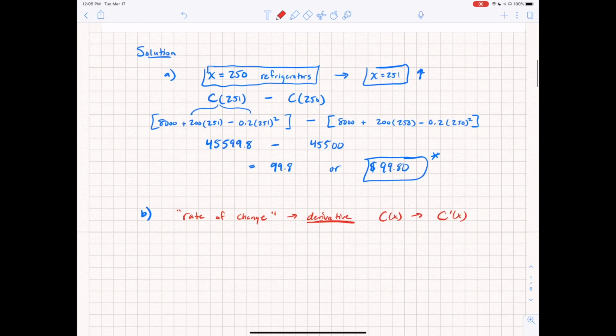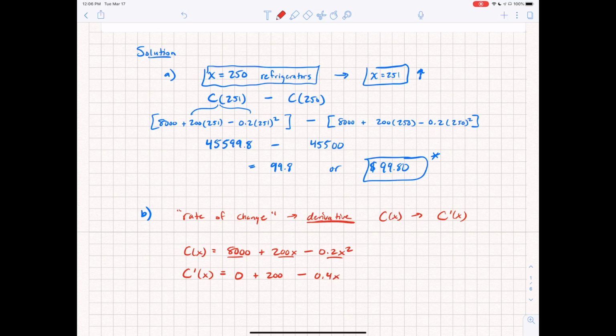So I've got C of x equal to 8,000 plus 200x minus 0.2x squared. I'm going to differentiate this. The derivative of 8,000 is 0. The derivative of 200x is just 200, minus the derivative here, which is 0.4x.